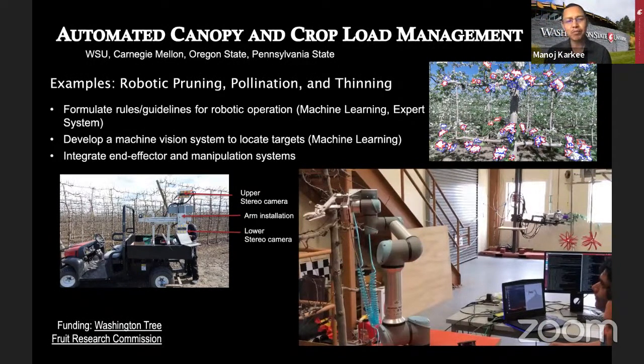This work is being conducted in collaboration with researchers from various other universities that I've listed here: Carnegie Mellon, Oregon State University, and Pennsylvania State University as well. We're not only working on robots for pruning, but also trying to develop robots for pollination, a robot for thinning flowers, robot for thinning green fruit and such.